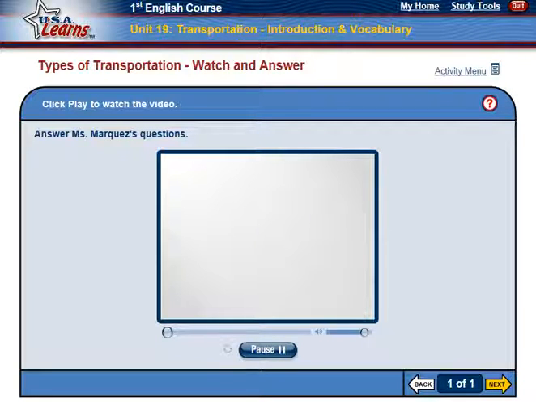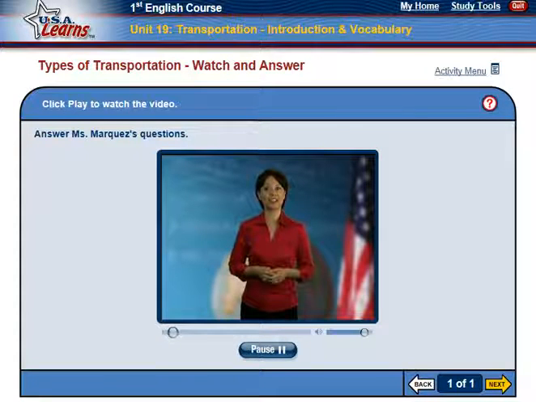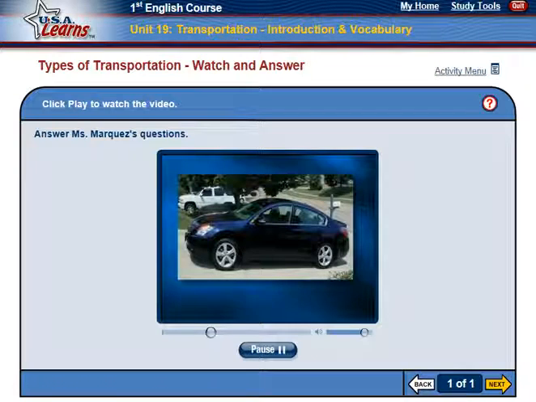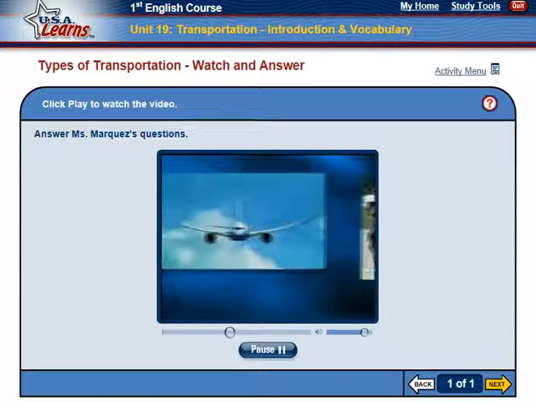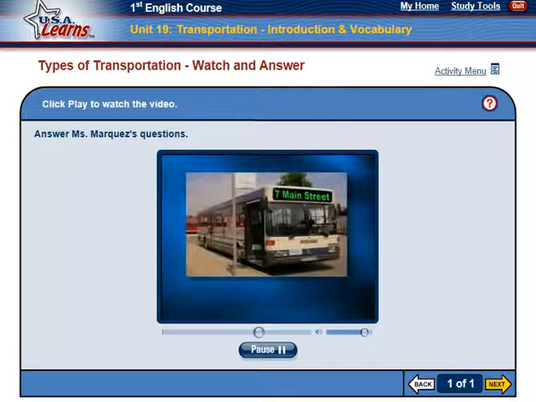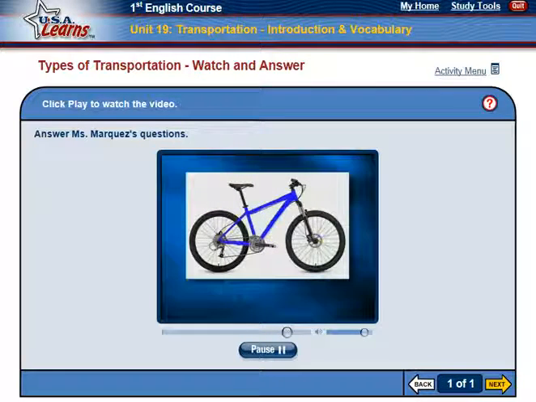Look at the pictures and answer my questions. What's this? It's a motorcycle. What's this? It's a car. What's this? It's a plane. What's this? It's a bus. What's this? It's a bicycle. Good practice.